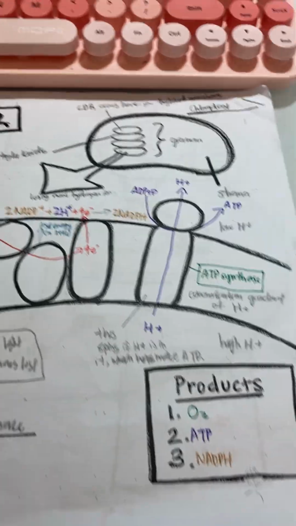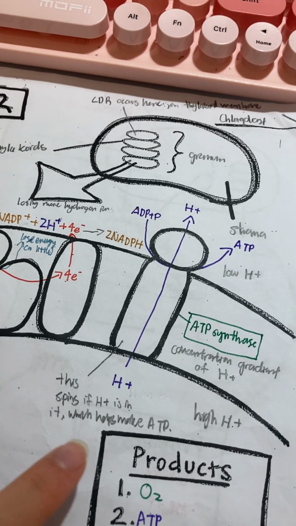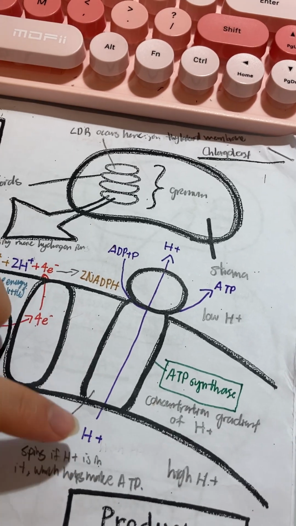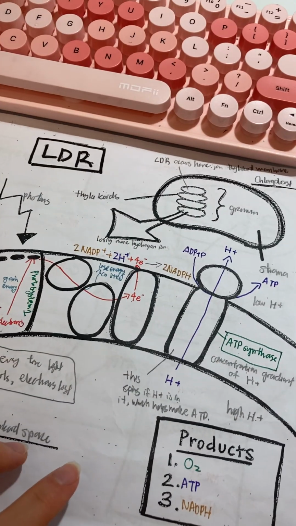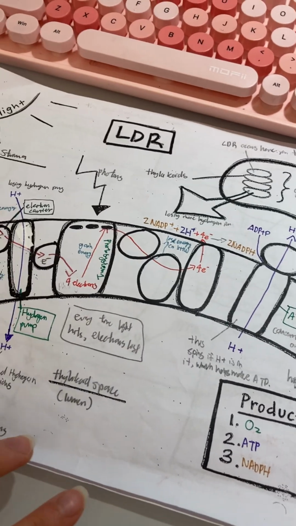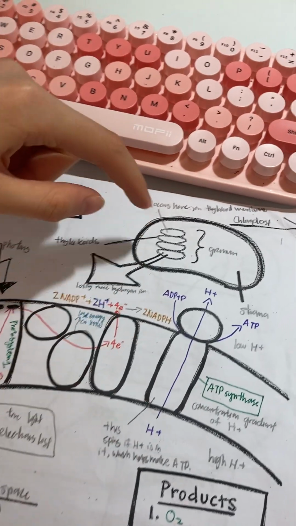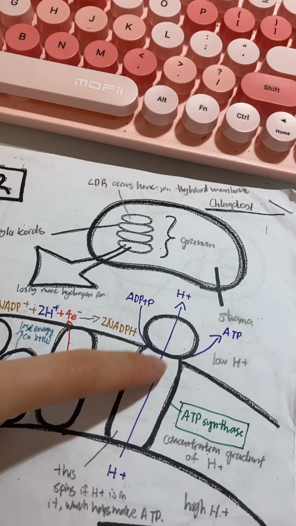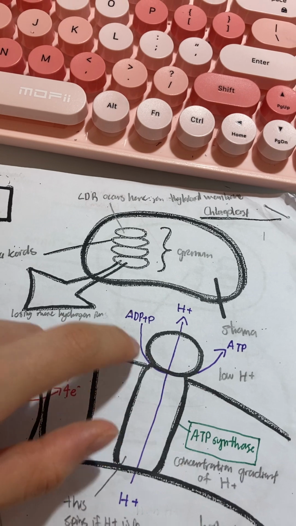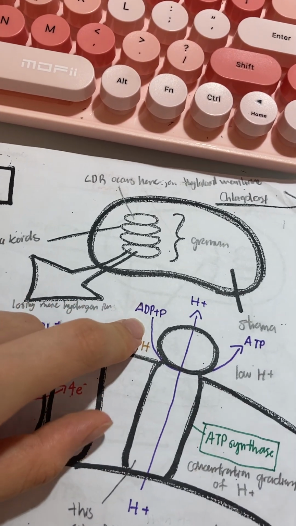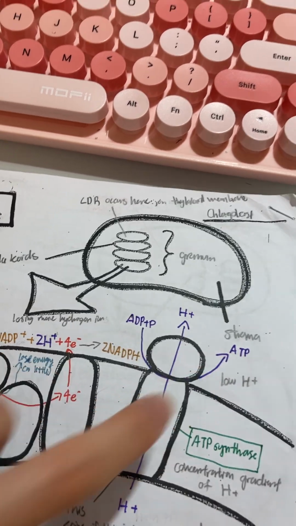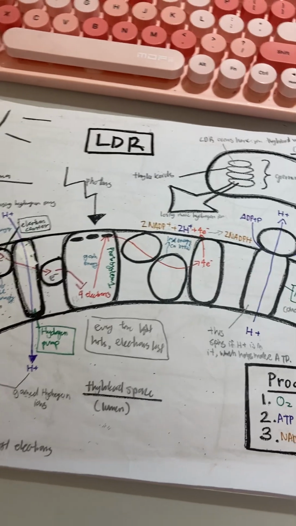Okay, and now, since there's a concentration gradient, the hydrogen ions over here, this thing is called ATP synthase. And remember, there's a concentration gradient, so the hydrogen ions would want to go where there are fewer hydrogen ions. Since all the hydrogen ions are over here, they'll want to move outside. As they move outside, they'll start spinning this protein, which is ATP synthase. And when this thing spins, ADP plus P will bind and turn into ATP. And that is the light-dependent reaction.